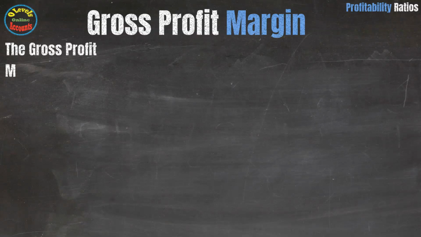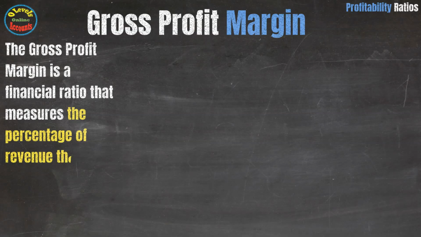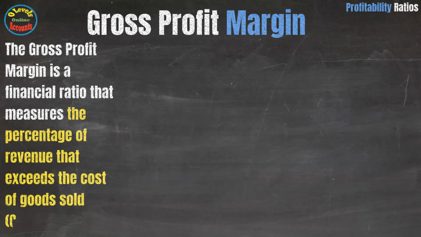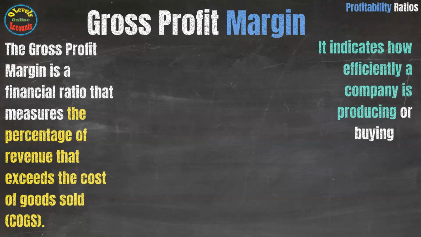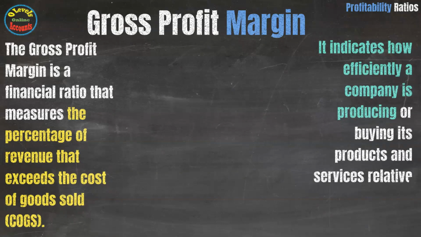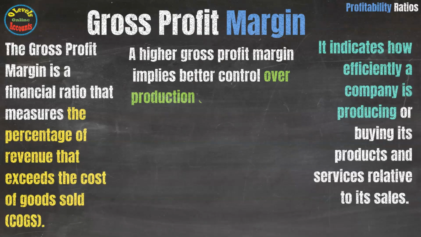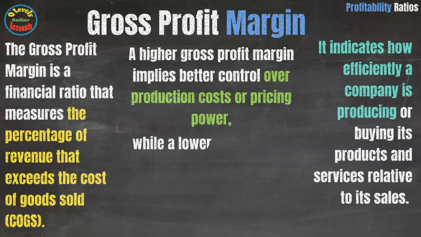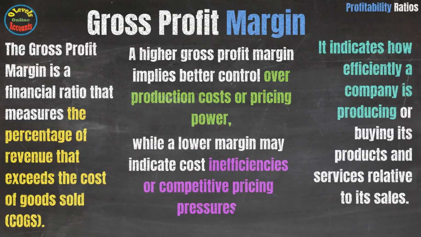The gross profit margin is a financial ratio that measures the percentage of revenue that exceeds the cost of goods sold. It indicates how efficiently a company is producing or buying its products and services relative to its sales. A higher gross profit margin implies better control over production costs or pricing power, while a lower margin may indicate cost inefficiencies or competitive pricing pressures.